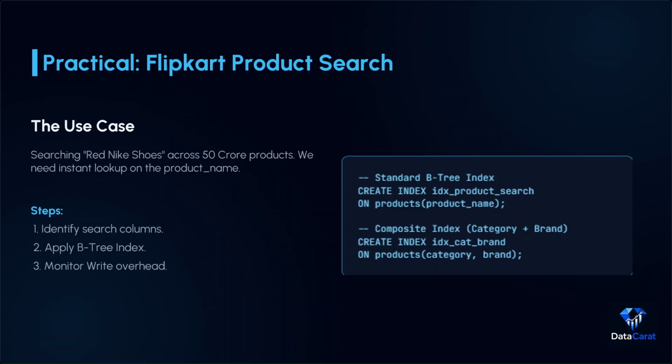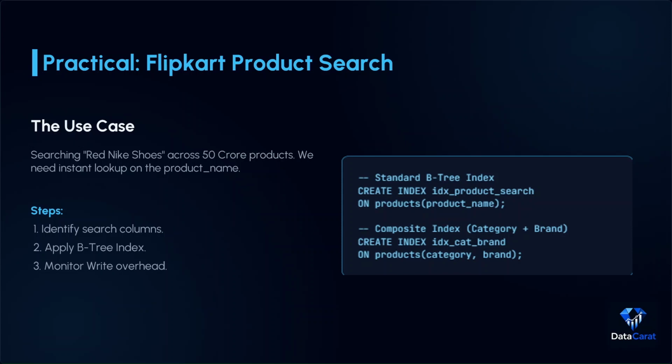Let's try to apply this to Flipkart. When a user types red Nike shoes, the normal query which runs has to scan the database for the entire 50 crore products. Now looking at this code of indexing, a standard B-tree index on the product name creates a sorted list of the names. Now searching for Nike is like a binary search rather than a complete scan.